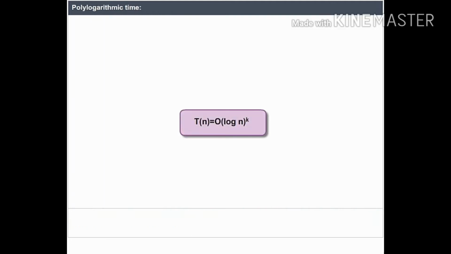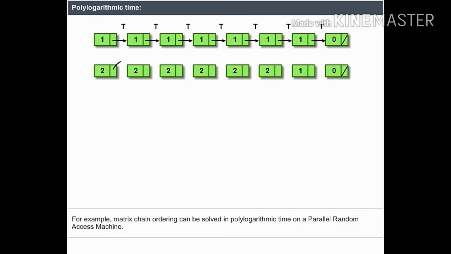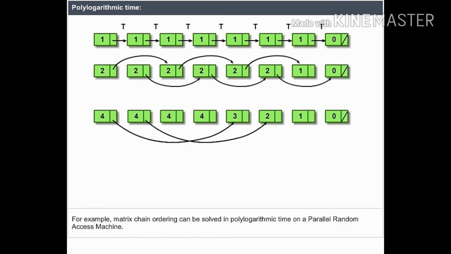Polylogarithmic time. An algorithm is said to run in polylogarithmic time if T(n) equals O((log n)^k) for some constant k. For example, matrix chain ordering can be solved in polylogarithmic time on a parallel random access machine.